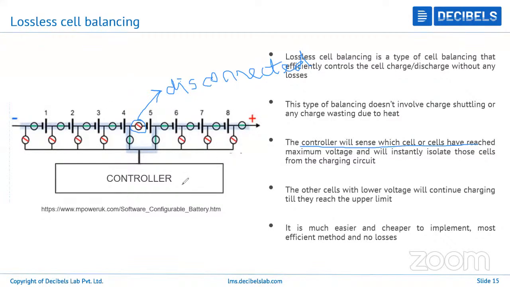This way, the battery pack can efficiently utilize the energy of each cell, as well as prevent any losses due to heat or due to the transformer coils or due to capacitance. So this way, lossless balancing will be achieved.